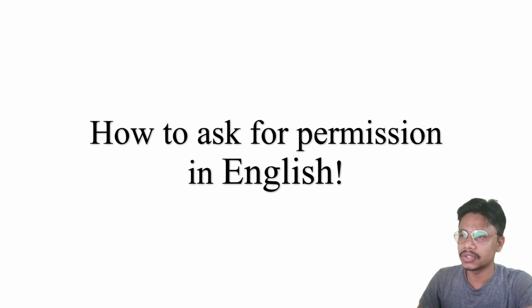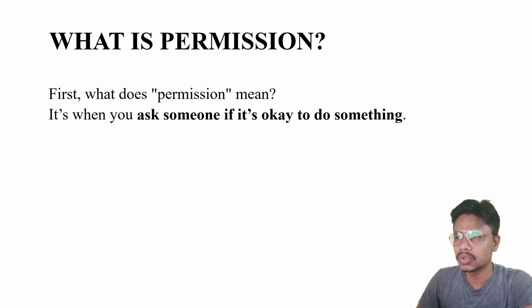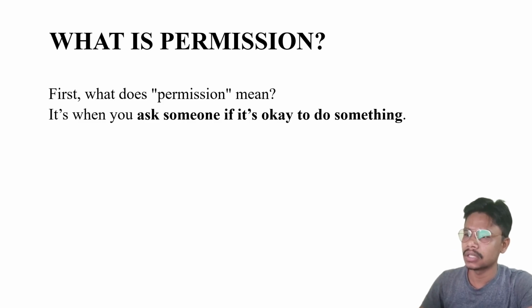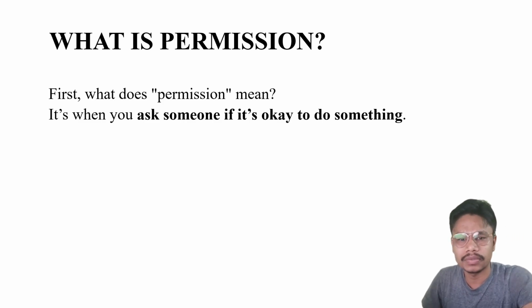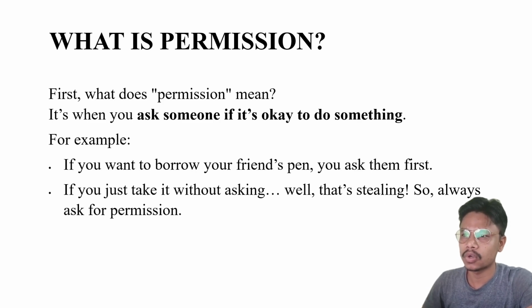Okay, so before I teach you that, let's first talk about what permission means. So when you want to ask someone if it's okay to do something, you're asking for permission. Again, you want to do something, you don't know if it's okay, so you ask someone. For example, maybe you want to borrow something, then you should ask someone. If you just take it, that's stealing, right? So you have to ask, is it okay?